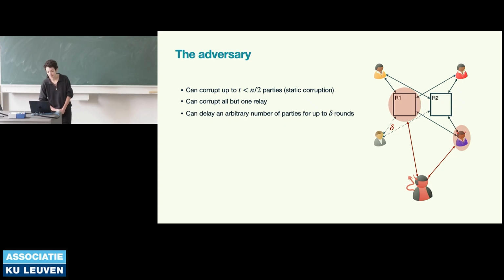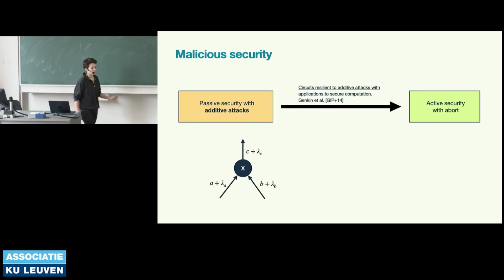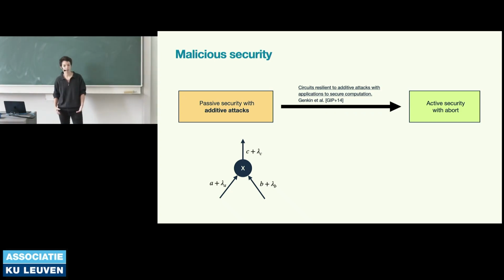And then the adversary can delay an arbitrary number of parties as long as this delay has an upper bound of delta rounds. Okay, so what we build is a protocol that is passively secure against this adversary, but actually we would like to achieve active security, so we don't want just passive security. And for that we use this result from previous work that tells us that if a protocol is passively secure up to additive attacks, which means that if the only thing that a malicious party can do is add additive errors, then we can compile this protocol and obtain an actively secure protocol.